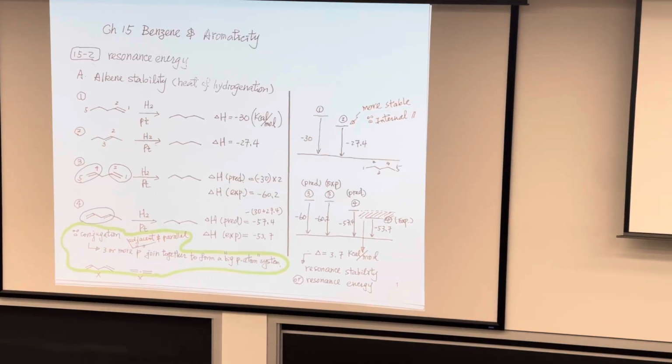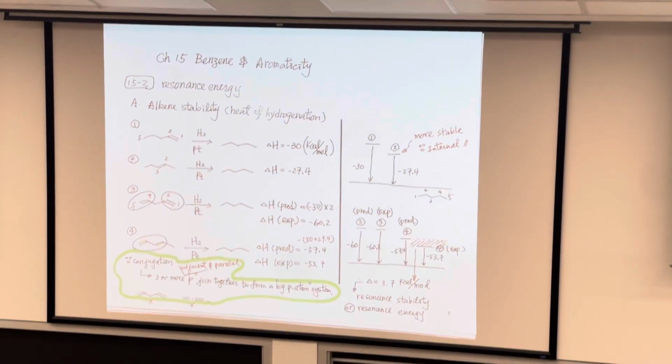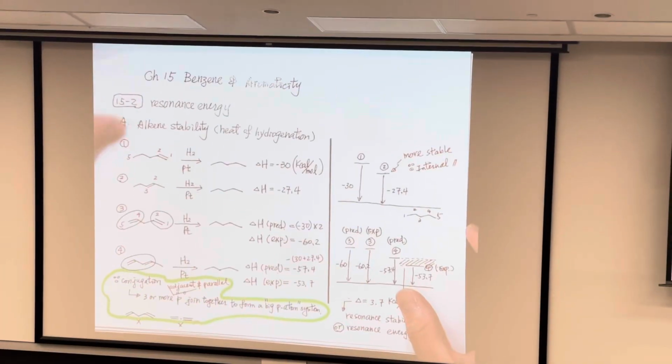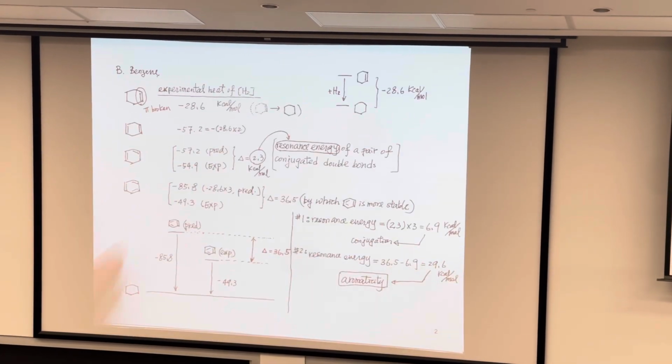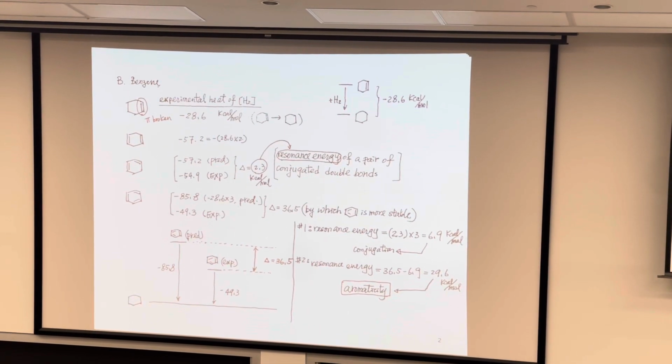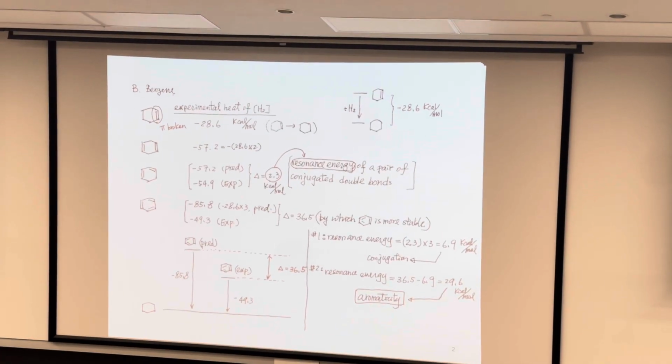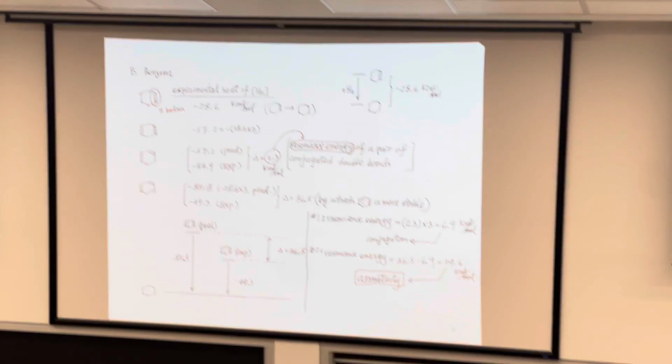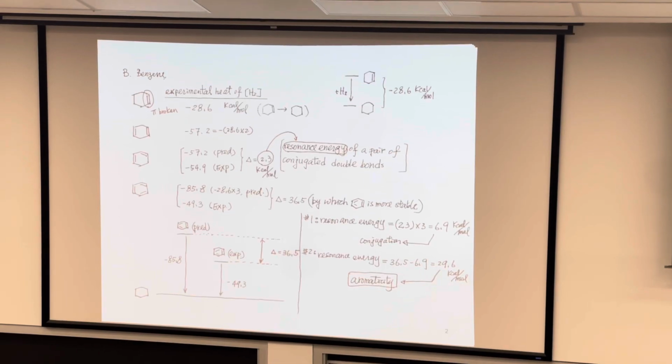But let's jump into the second page, and then based on the numbers in the second page, you can study the first page. So let's take a look at the second page here. The second page lets us know why benzene is stable. Let's take a look at benzene.